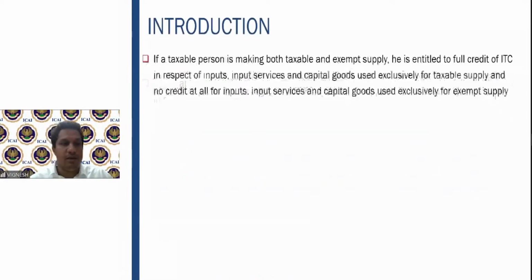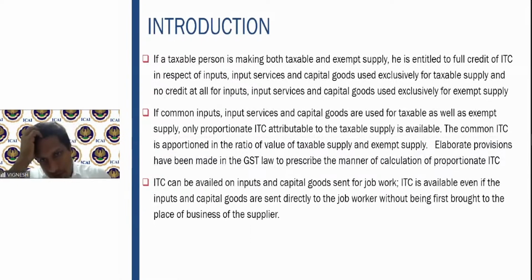In case both taxable and exempt supplies are being made, then whichever input is used exclusively for the taxable supply, he could claim the input tax credit, and whichever is used exclusively for exempt supply, the input tax credit will not be available. Whenever an input is used for both the taxable and the exempt supply, in that particular situation, proportionate credit attributable will be available. How to calculate the proportionate credit? Rules 42 and 43 have clearly given it.